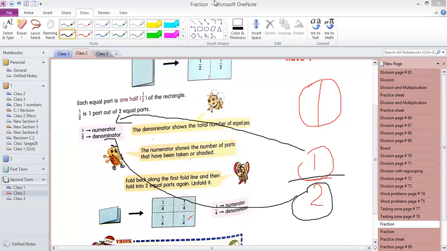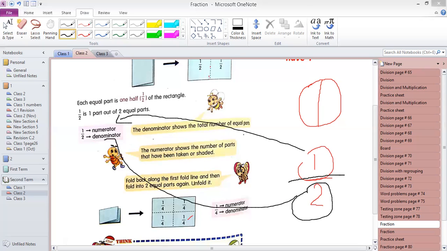Okay. So you know that to represent any portion, you use fraction. In fraction, there are two main terminologies you should know, numerator and denominator. Denominator tells you in how many equal parts any object or shape is divided. And what does numerator tell you? Numerator tells you in how many parts you are interested. I will explain it to you.